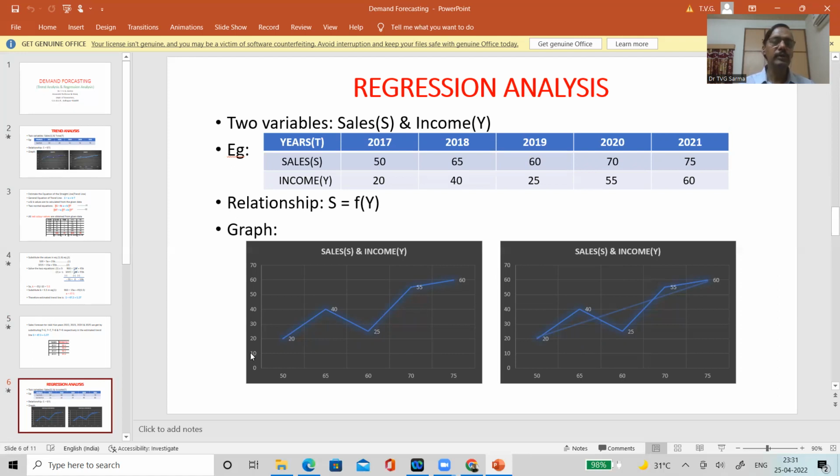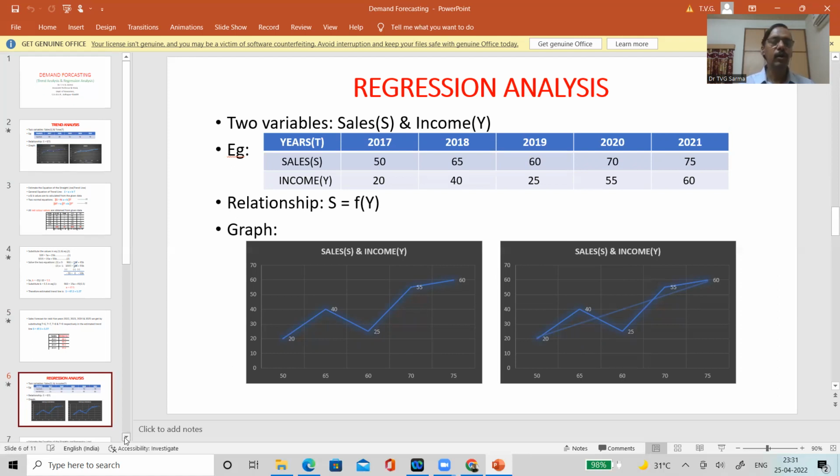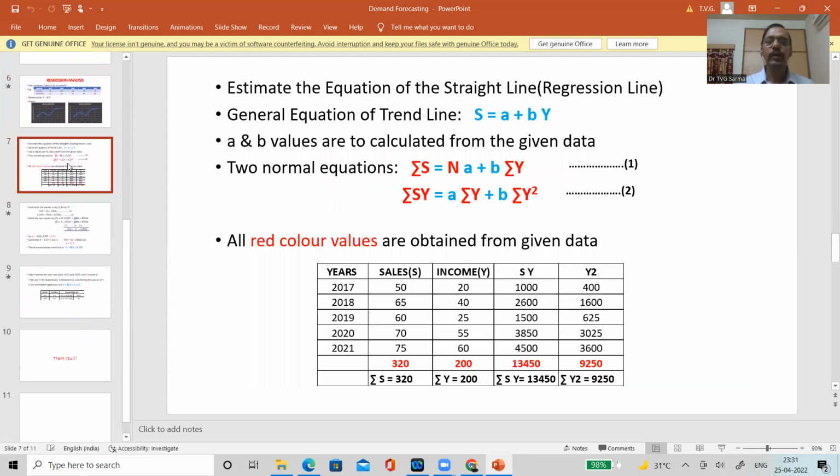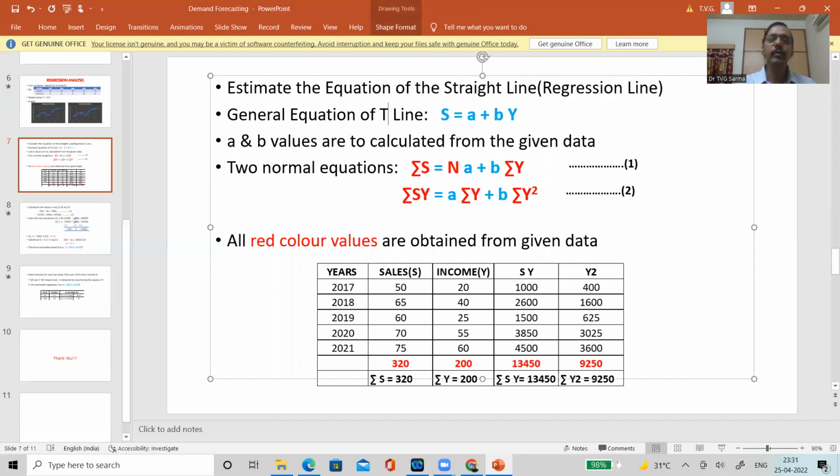Now, when you go to the next aspect, you'll see that the methodology is the same, wherein only the reference variables are different. And now we have to estimate the equation of the straight line. It is called a regression line because we are not considering time. The general equation of a regression line is given as S is equal to A plus BY.